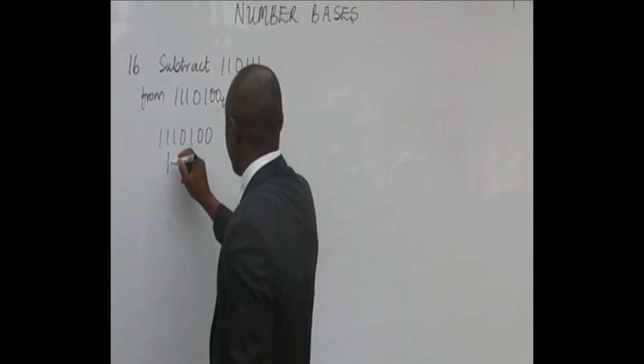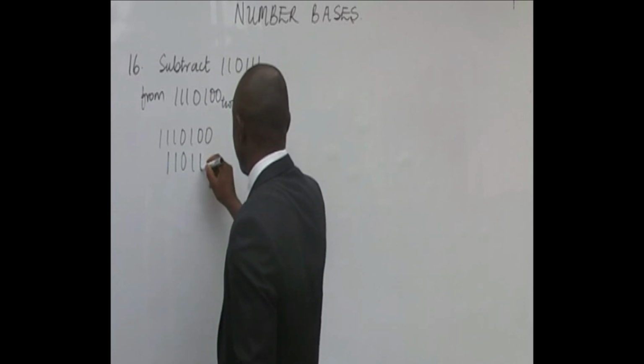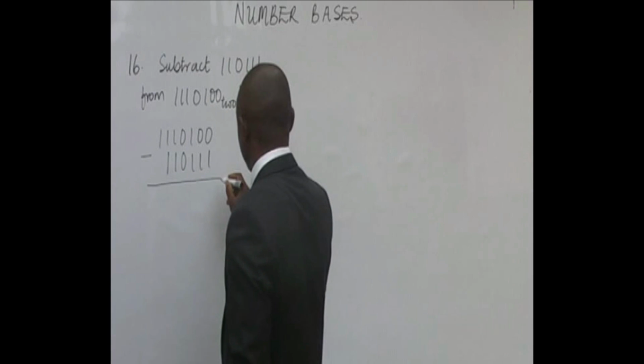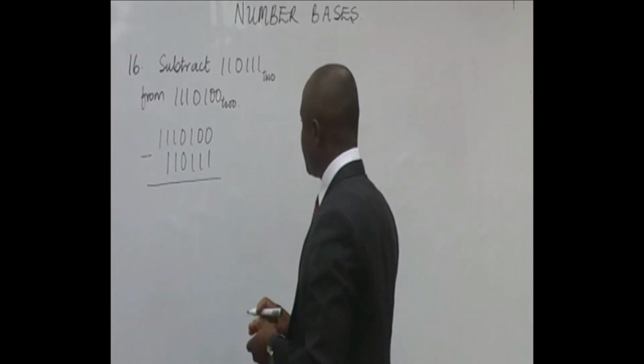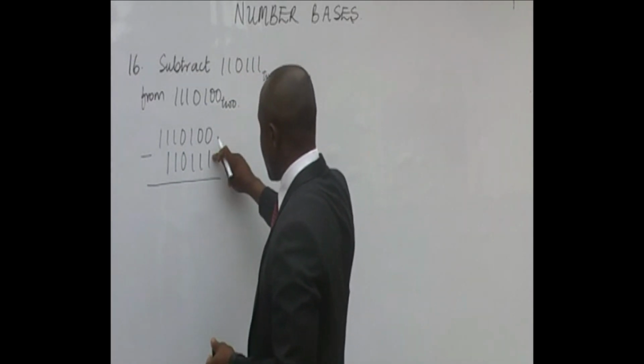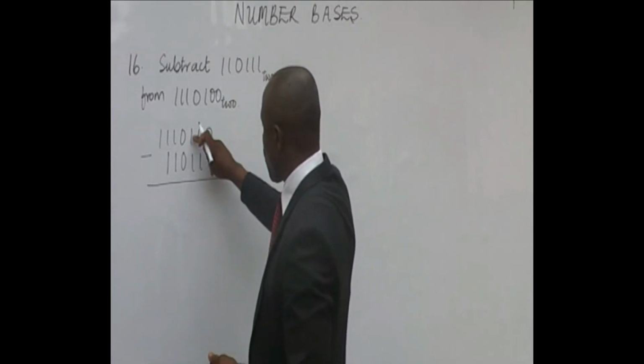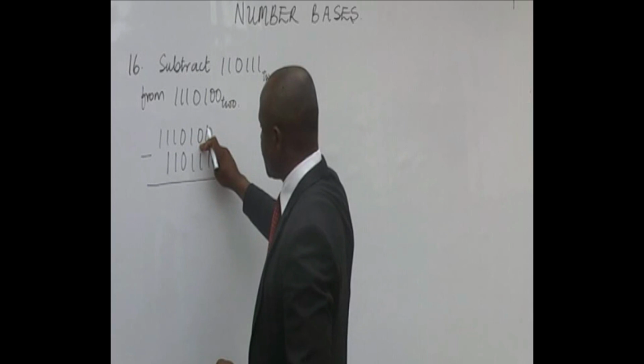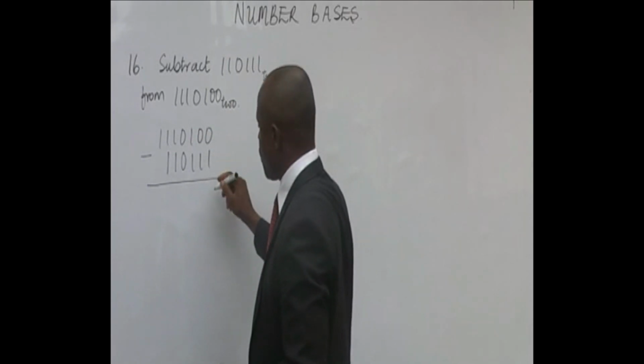Have 1 1 0 1 1 1. We are subtracting. Now, 0 minus 1 cannot. So I'm going to borrow 1 from here. The one you borrowed here is 2, because this is in base 2. It's not 10. Borrow 1 from here, put it here. Remove 1, put it here. So you have 2 here now. 2 minus 1 will give you 1.